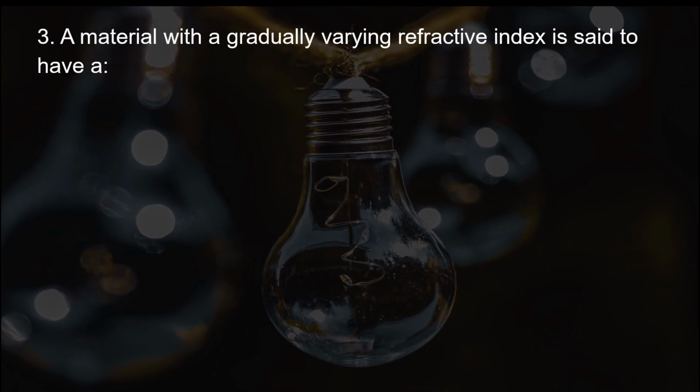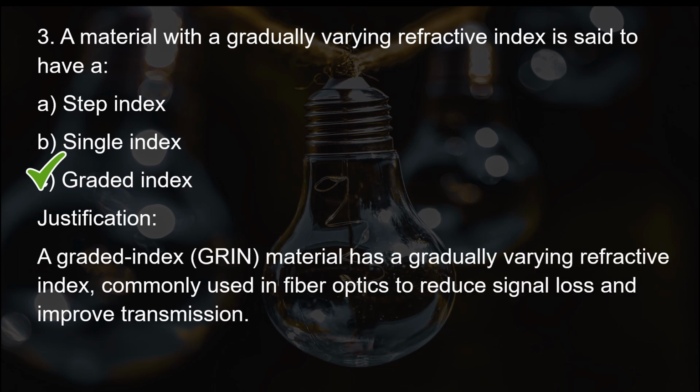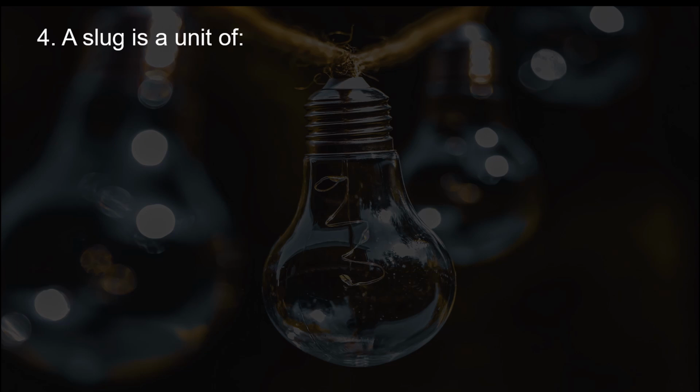Question 3. A material with a gradually varying refractive index is said to have: A, step index, B, single index, C, graded index. Justification: a graded index (GRIN) material has a gradually varying refractive index, commonly used in fiber optics to reduce signal loss and improve transmission.